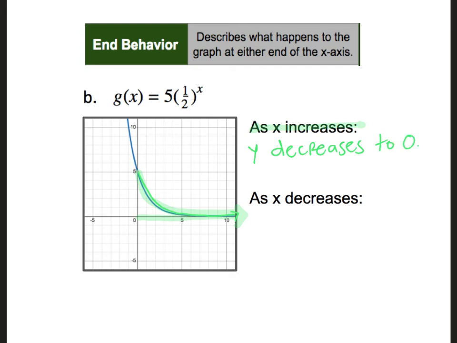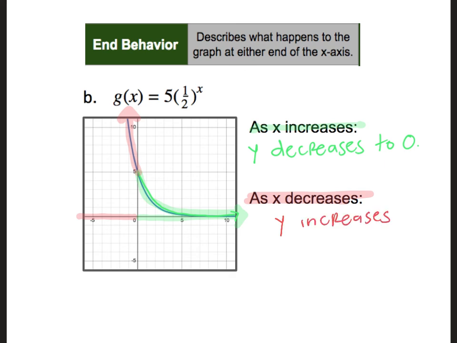Then we're going to look at our x decreasing. So as x decreases, again, that's the negative side of my x-axis. Notice that as that's happening over there, my y's are getting bigger. You start at 5, you go up to 10, it keeps going up forever. There's a sneaky little arrow here. So for that one, we're going to say as x decreases, y increases.